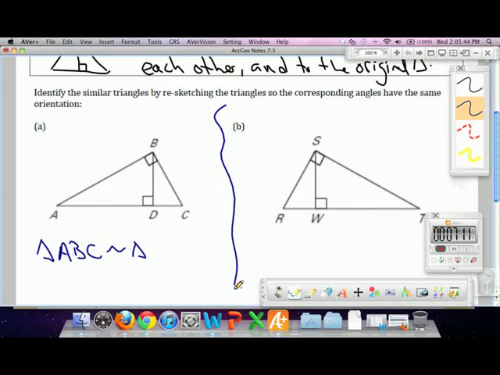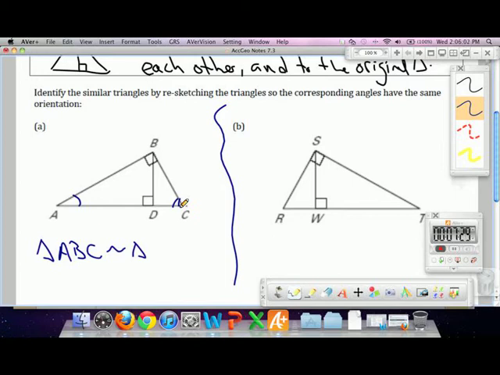It's confusing. A, B, C. A, D, B. It doesn't matter which one. A, D, B. Maybe this will help if we mark the angles.